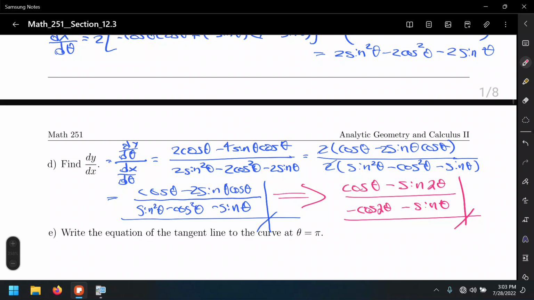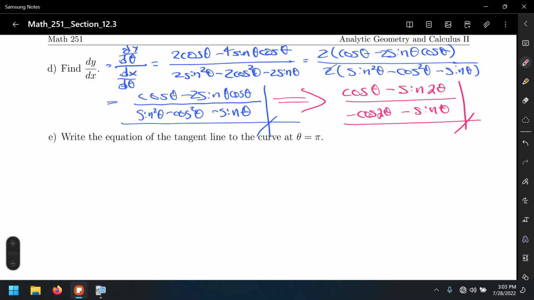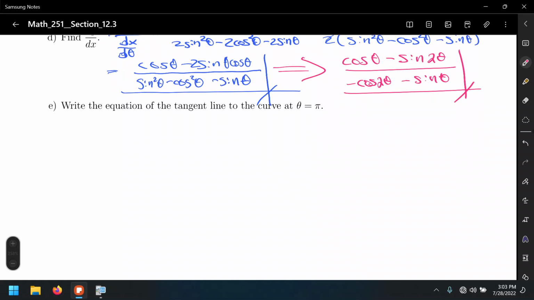And in fact, I wouldn't recommend that you do this, because when it comes to letter E, in which we are going to solve trigonometric equations to find the tangents. Well, not letter E, rather for letter F actually. So in this case, let's write the equation of the tangent line to the curve at theta equals pi.